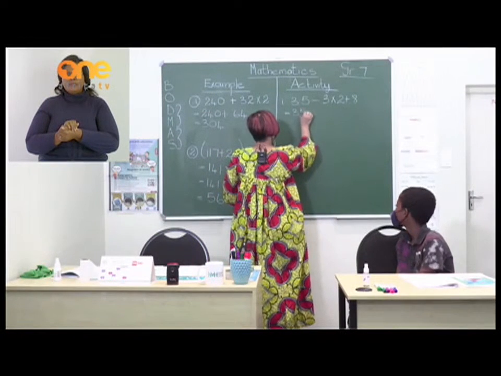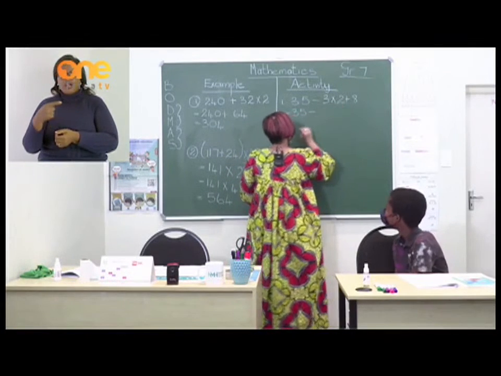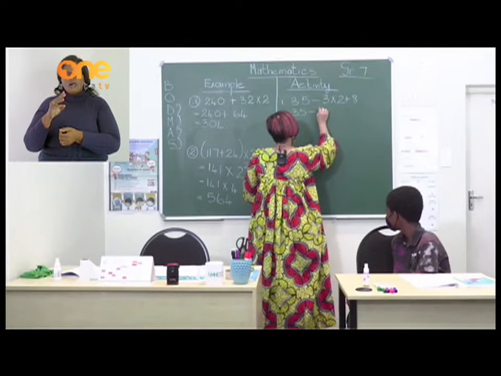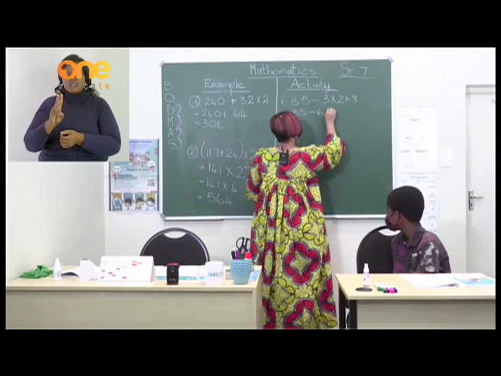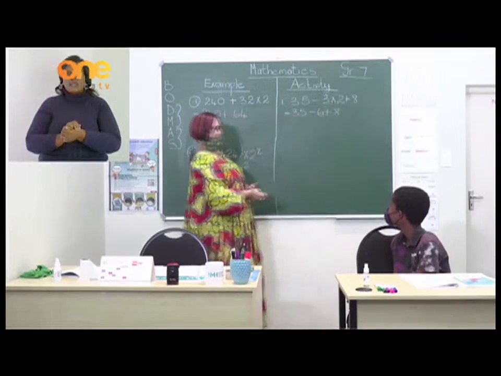So, step by step, I rewrite everything. I find the answer of 3 times 2, which is 6, plus 8. I just continue.